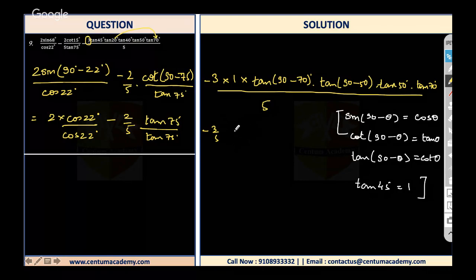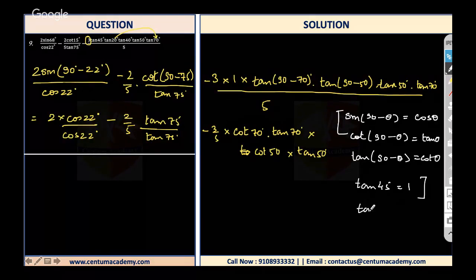So minus 3 by 5 into what? Into tan 90 minus 70 is cot 70, isn't it? Yes, cot 70 degrees. And then you tan 70, you write here itself. And then into, you write here cot 50 into tan 50. And one thing which we forgot to mention here is tan theta is equal to 1 upon cot theta, or you can write tan theta into cot theta is 1.